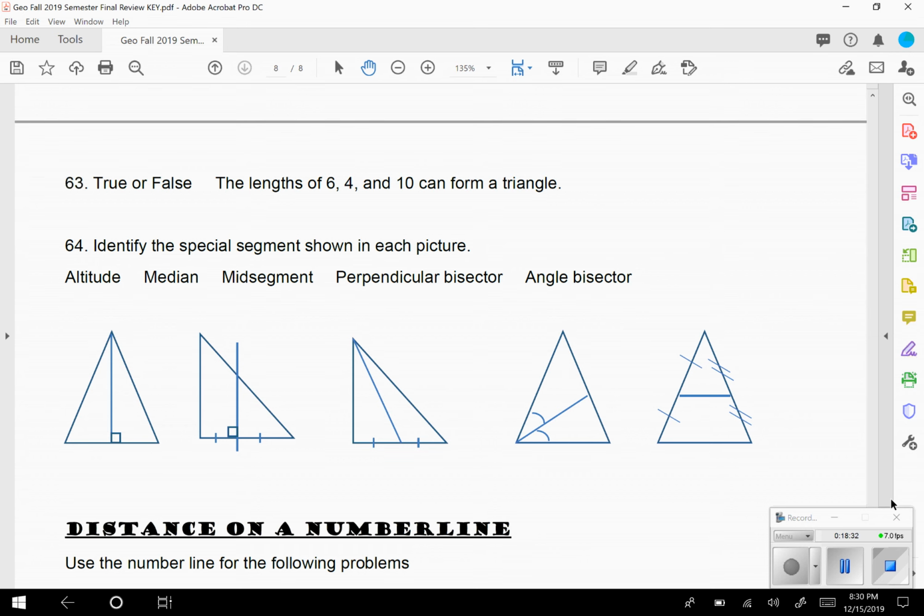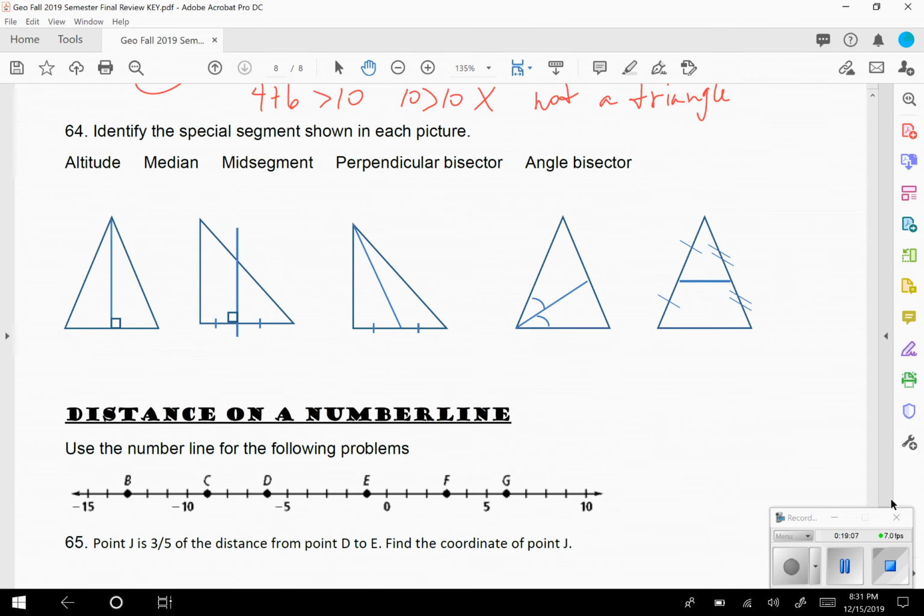Should be our last page here, finally at the end. Okay, true or false? The lengths 6, 4, and 10 can form a triangle. Okay, well, to do this, you have to do the short plus the medium, and it has to be greater than the long side. So 4 is our short, 6 is our medium, 10 is the long one. So 4 plus 6 should be greater than 10. Well, 4 plus 6 is 10. Is 10 greater than 10? No. So this is not a triangle. So this would be false.